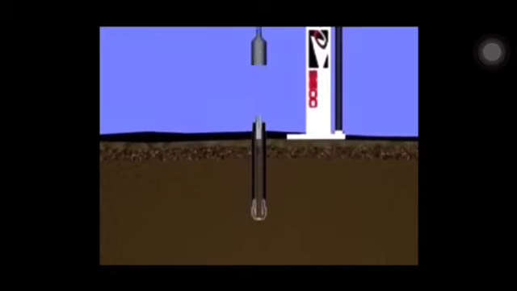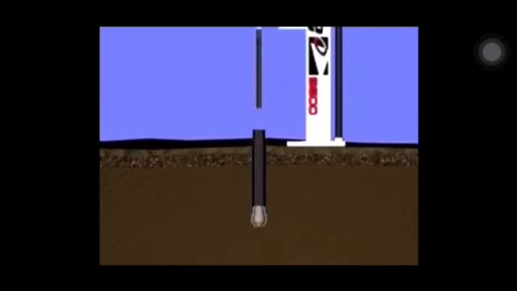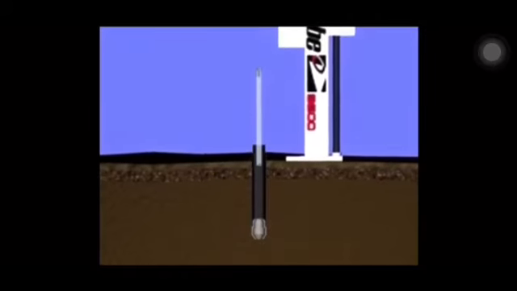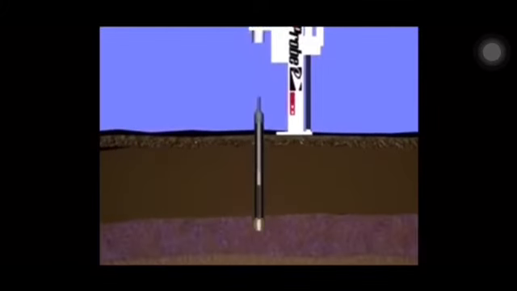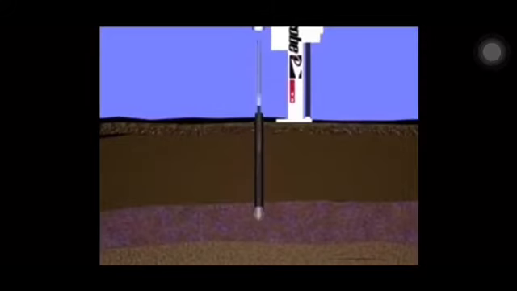The advantages of this method is it obtains undisturbed core samples from soft soil and nil wall coefficient. By the way, the disadvantages are the equipment is 3 times bigger and needs huge casing. Okay, this is the equipment.